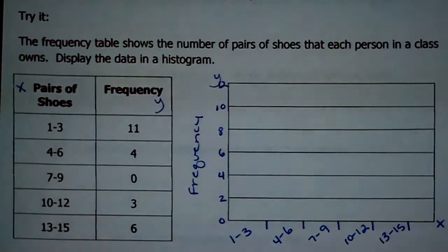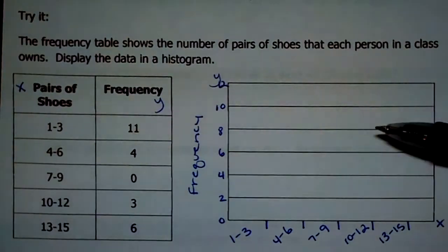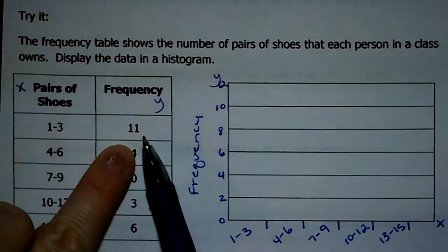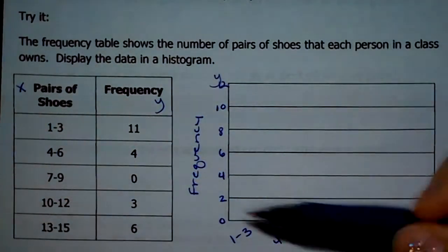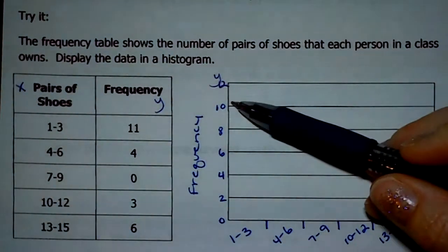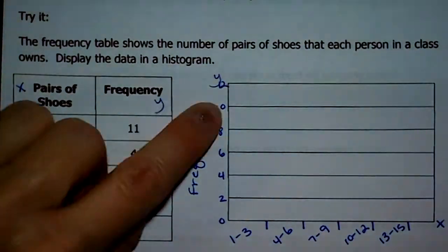Draw the bar to represent the frequency of each interval. So this is just like a bar graph, but remember they get to touch. Histograms are allowed PDA. I know, there's no PDA in school except if you're a histogram. Alright, anyway, 1 to 3 pairs of shoes, we have 11. So I know that in this 1 to 3 bar, I need it to go all the way up to 11. I don't see an 11, but I know 11 is halfway between 10 and 12.